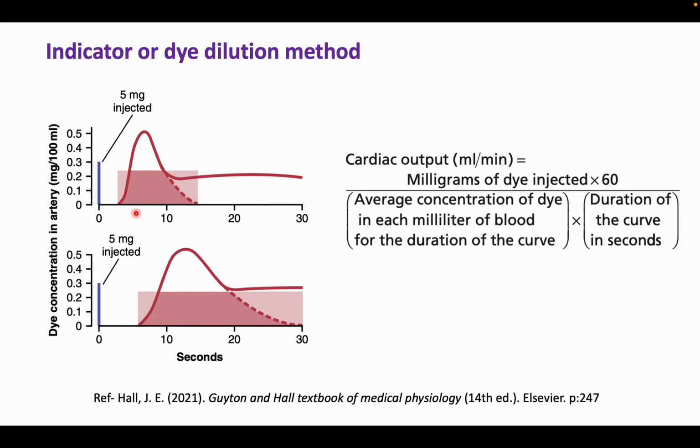So here you can see it is around 3 to 13 seconds, so it is around a 10 seconds difference. And because its value is in seconds and we want the cardiac output in minutes, we have to multiply it by 60. So by this indicator dilution method also we can calculate the cardiac output.